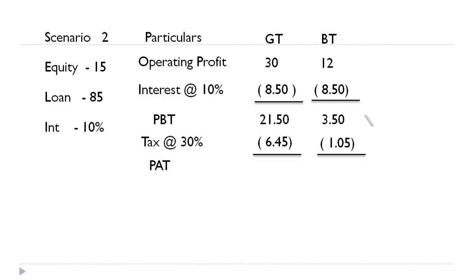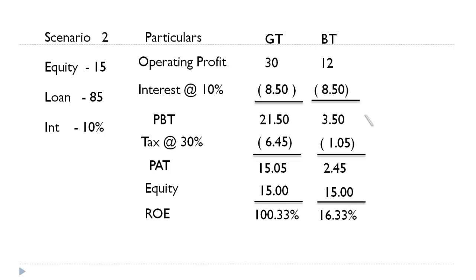So now you have profit after tax, which is 15.05 and 2.45. So this is the profit which is available for the owners. And what is the investment made by the owner in this scenario? Equity in good times is 15 and in bad times also it is 15. So what is the return available for them? Here comes the difference. The return available for the owner is 100.33% in good times and 16.33% in bad times. Here the fall is very steep.